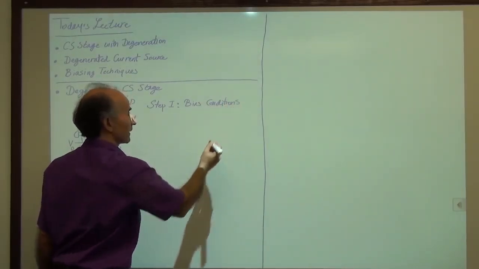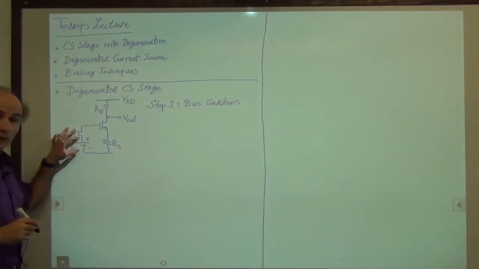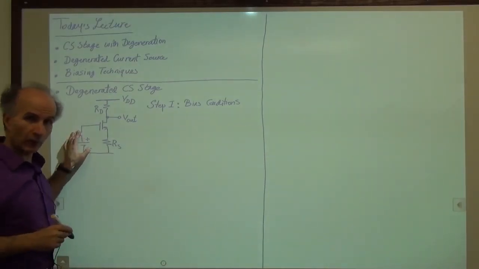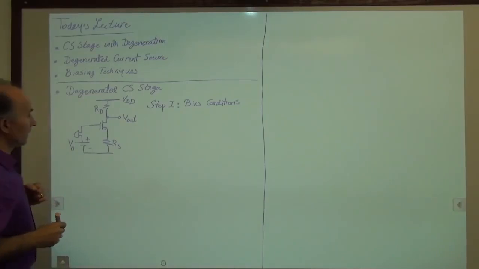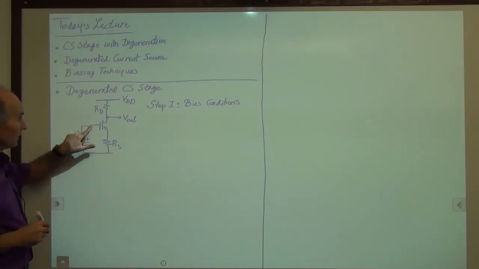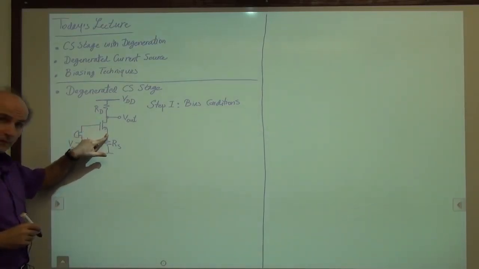When we are looking at bias conditions, we assume no signal is coming to the circuit. So this microphone generates 0. It's just a short circuit, if we model the microphone by an ideal voltage source. All right, so then what do we have? We have V0, the battery, connected between here and here, not between the gate and the source.